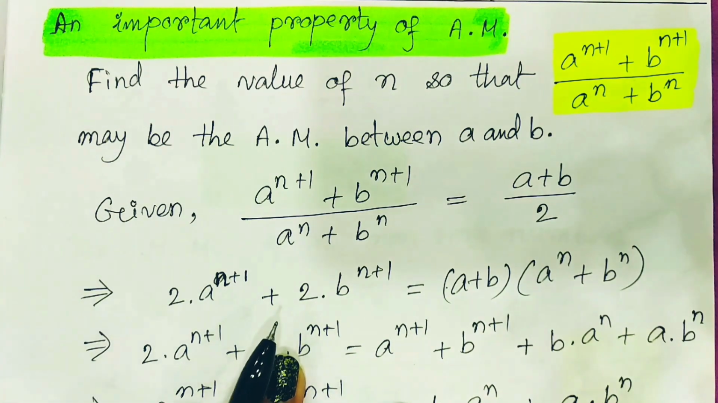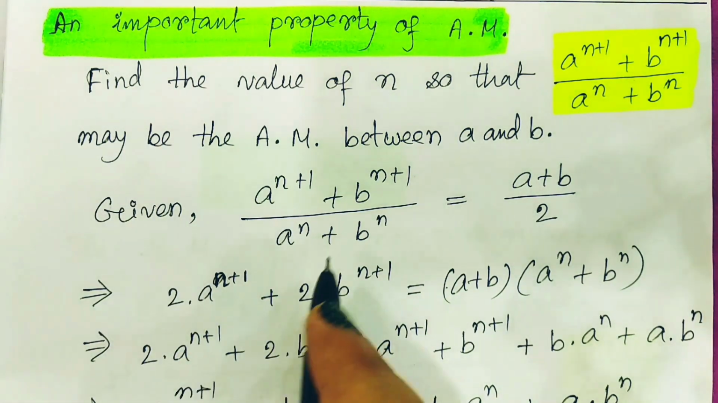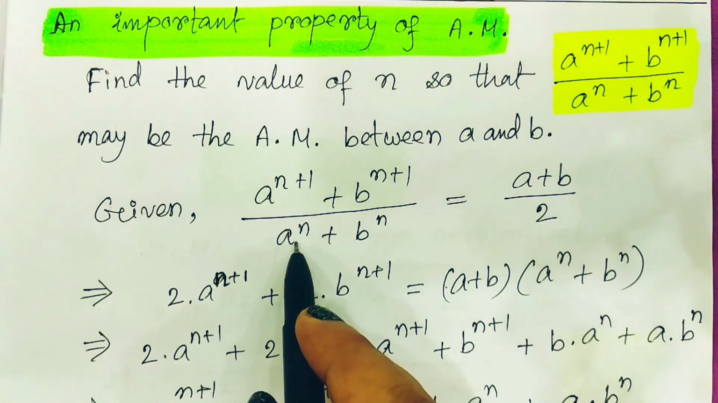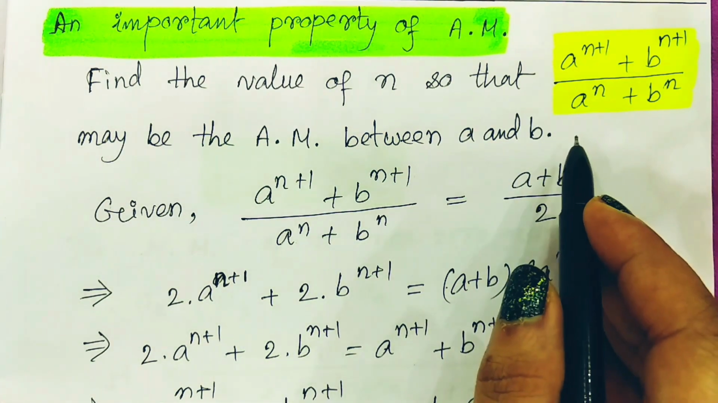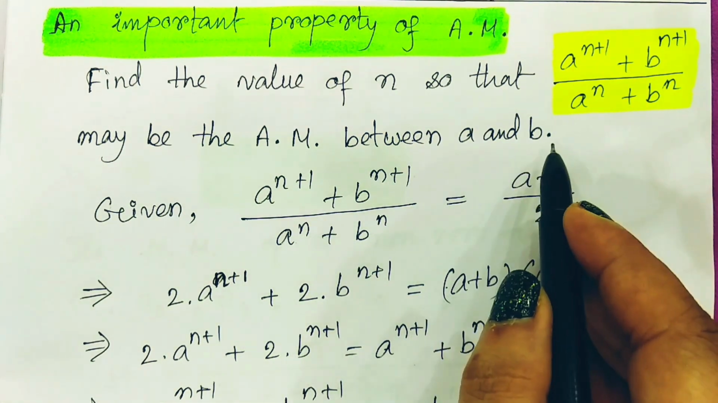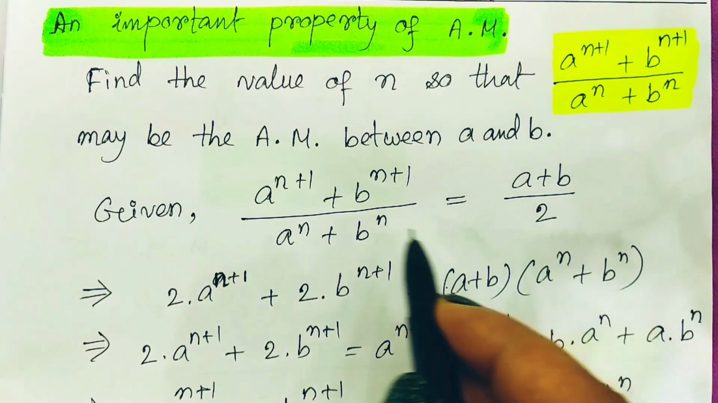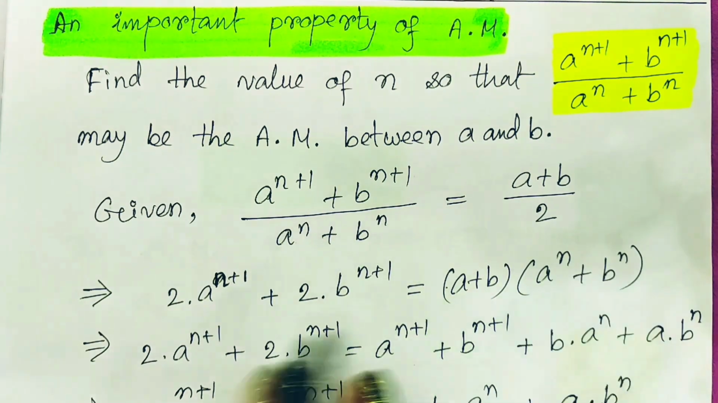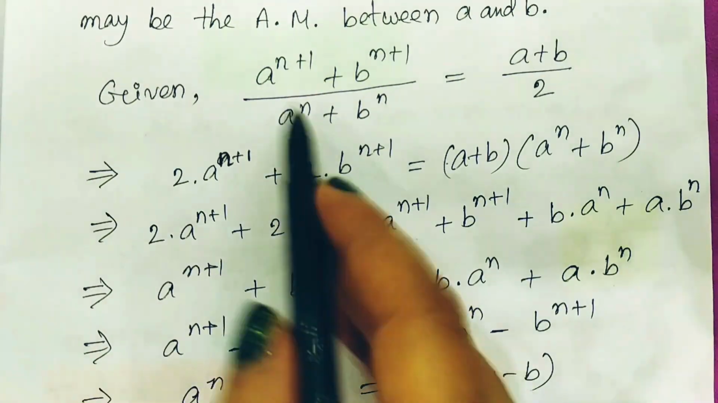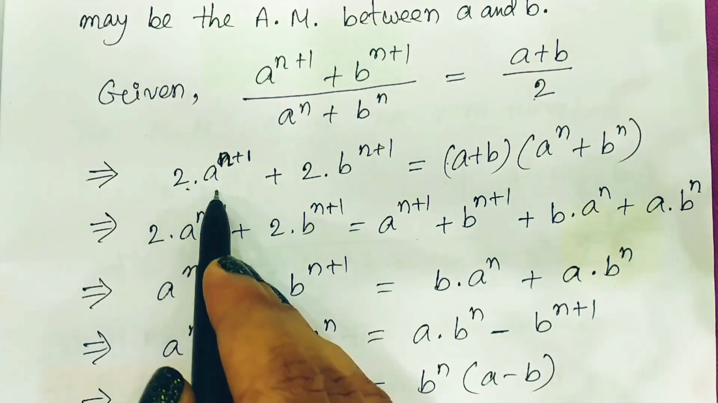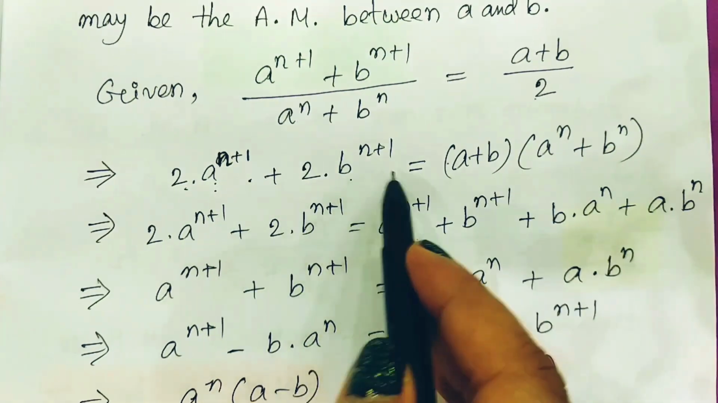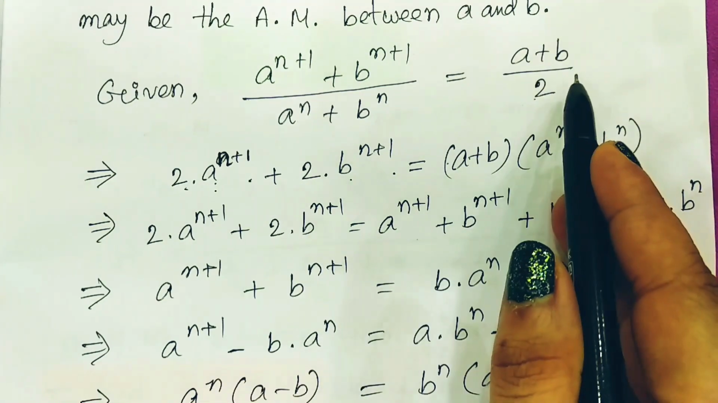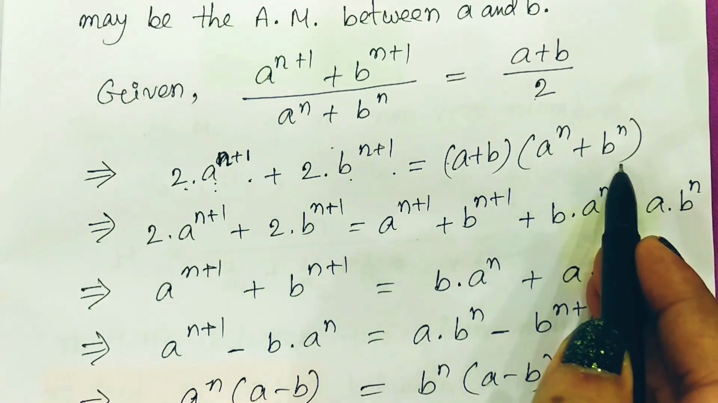For that I am giving you a proof. So just look at this. It is given that this one is the arithmetic mean between a and b. So the arithmetic mean between a and b is a plus b by 2. So we can say this one is equal to this. Now, we simply multiply this part by 2, so that 2 into a to the power n plus 1 plus 2 into b to the power n plus 1 is equal to a plus b into a to the power n plus b to the power n.